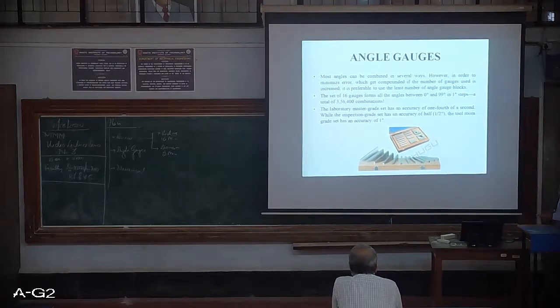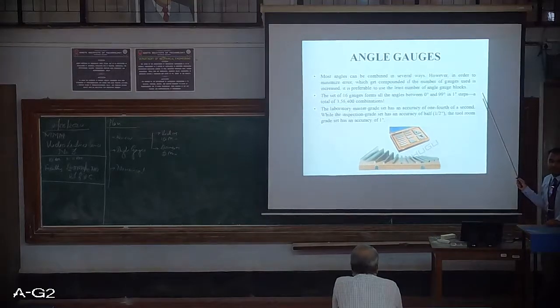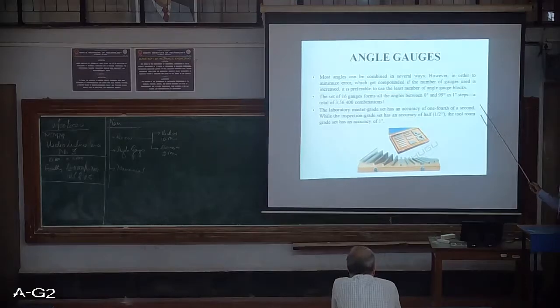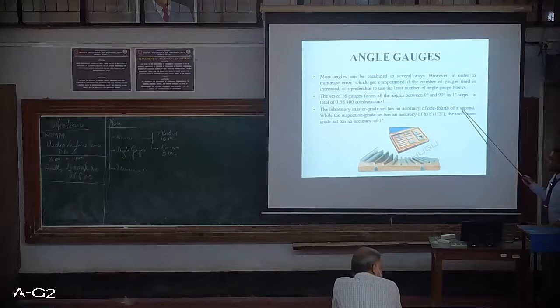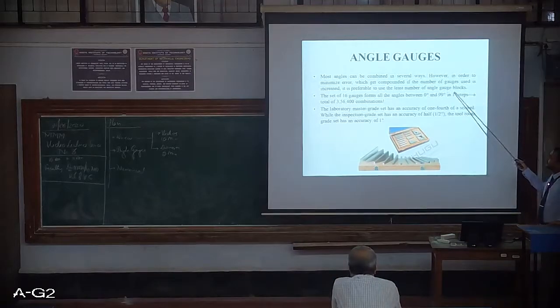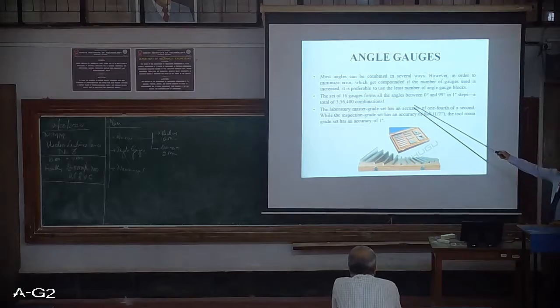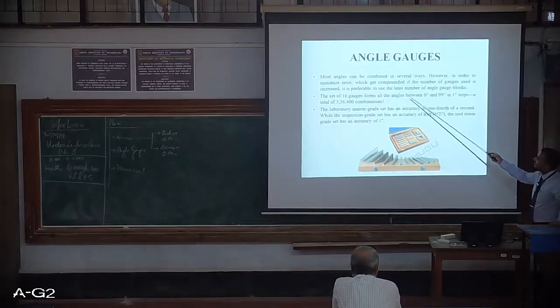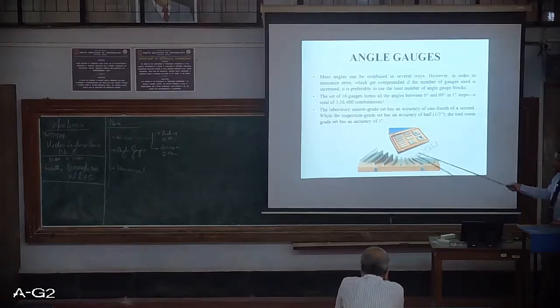Most angles can be combined in several ways. However, in order to minimize error, which gets compounded if the number of gauges used is increased, just like in slip gauges, we are supposed to use minimum number of angle gauges to build a particular angle. It is preferable to use the least number of angle gauge blocks. The set of 16 gauges forms all the angles between 0 degree and 99 degree.